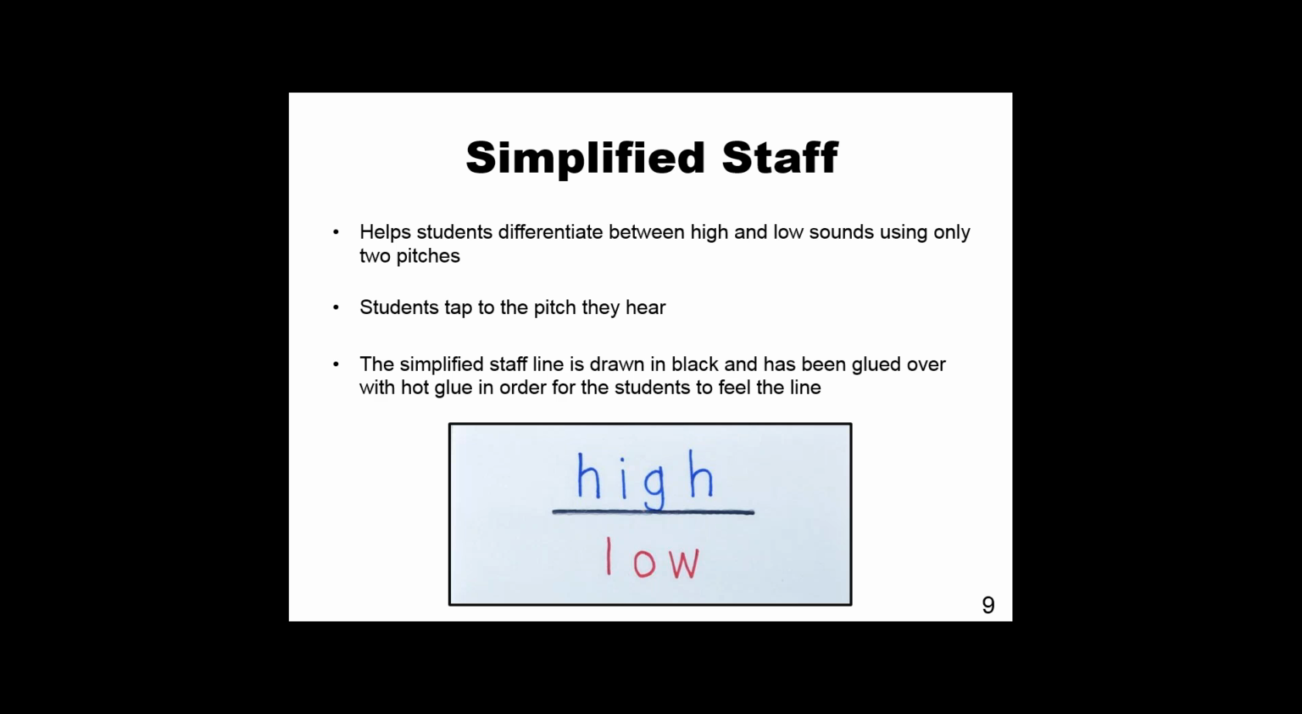The simplified staff is drawn in black and has been glued over with a little bit of hot glue, and I did that so the students could feel like a barrier. They could feel that once they go over this bump, then that means high, and once they go below it, it means low. I also used 2 contrasting colors to show that high was in the blue up here and low was in the bottom, to give them that contrast.